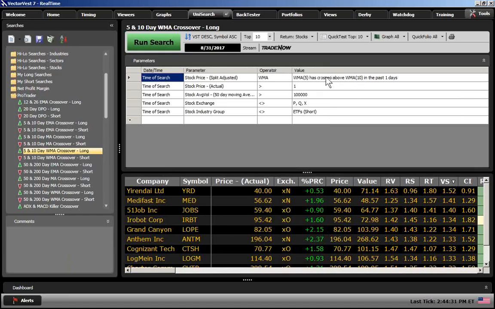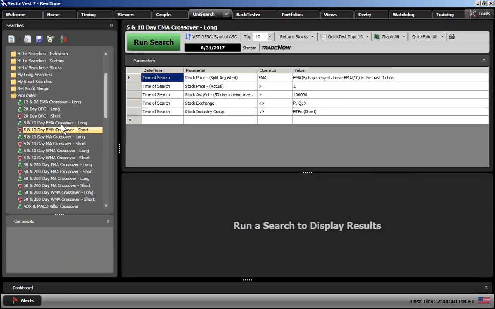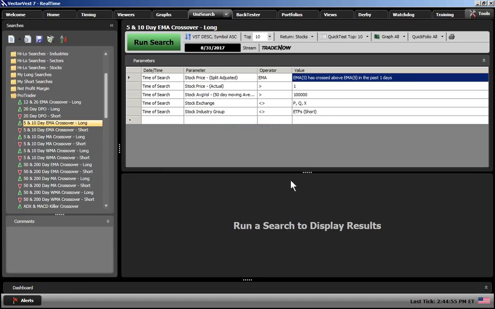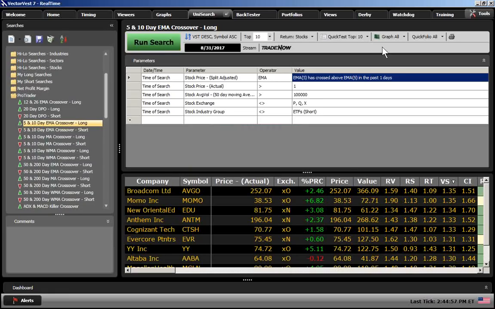Somebody asked me about the 3 and the 8. Or what did you ask me? A 3 and a 5. All right, let's do that. I want to still use exponential, so I'm going to go back to EMA. Now let's change it. If I click on the value, I can change it. I can put in a 3. And someone said a 5, so cross in the past days above the 5. So this is a 3 and a 5 exponential. Run it. Let's see what it did.